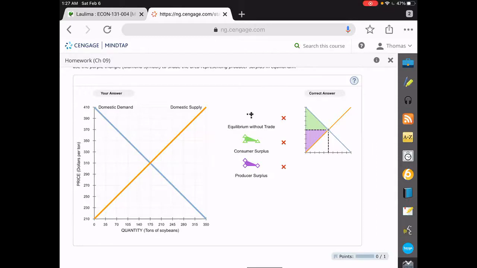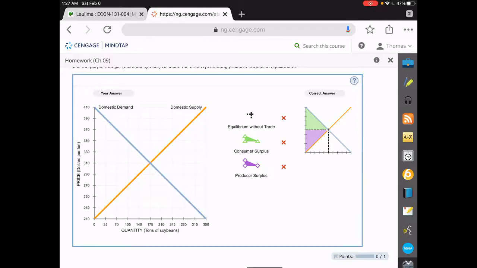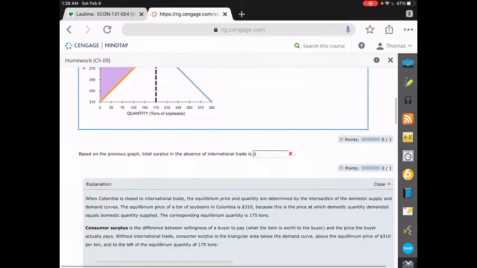But the consumer surplus would be the area below the demand curve, the dark blue line here, to the price where supply and demand meet. That price there at 310, it'd be the area under the demand curve to 310. That's the green area here. The producer surplus would be the area above the supply curve to the price. That would be this purple area here. Pretty cool how it just showed up there, huh?